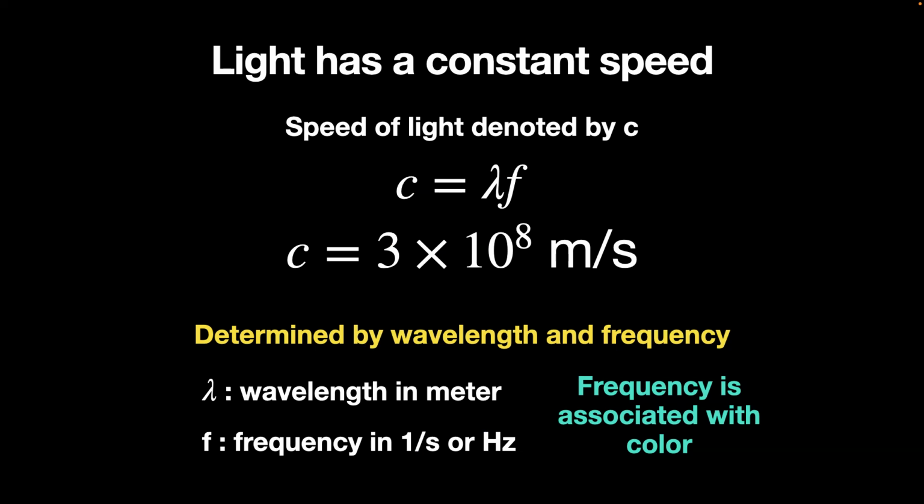Wavelength, remember, is how far apart the wavefronts are, and frequency is the cycles per second and is actually associated with the color of light, right? If we were talking about a sound wave, frequency would be the tone or the pitch. But for light, it is a little bit different. When we talk about frequency, we're talking about the color of the light.